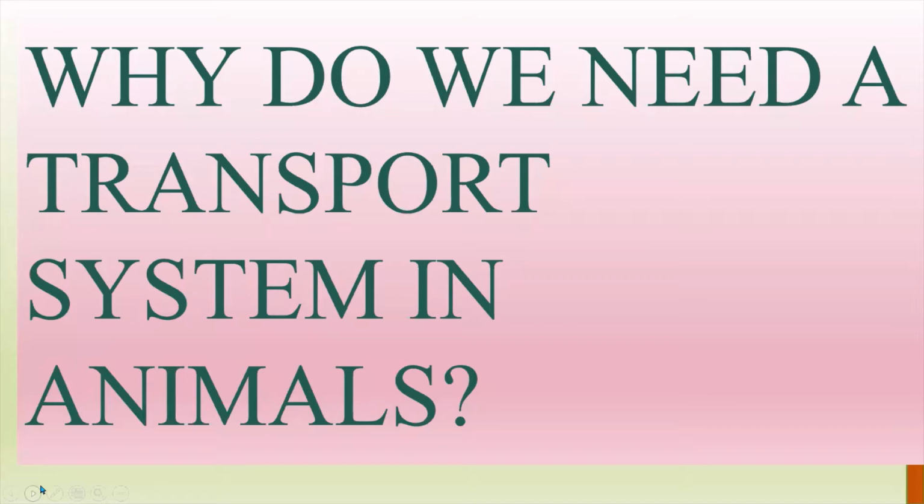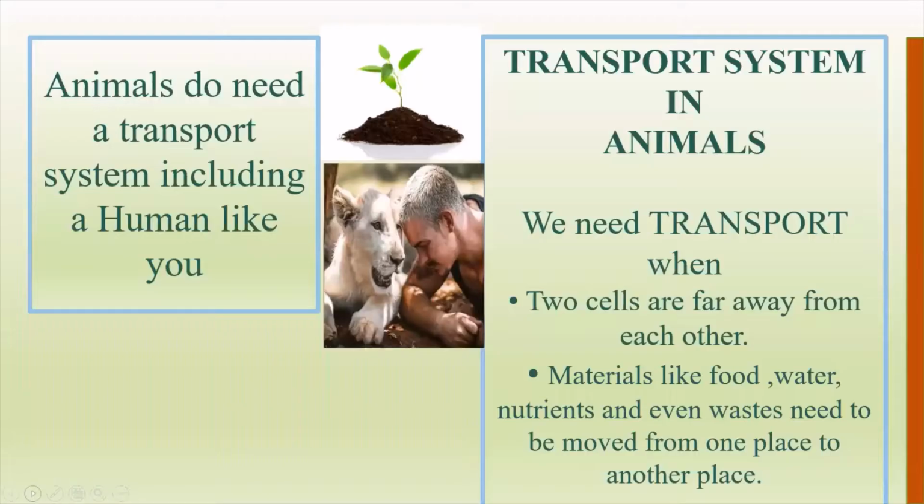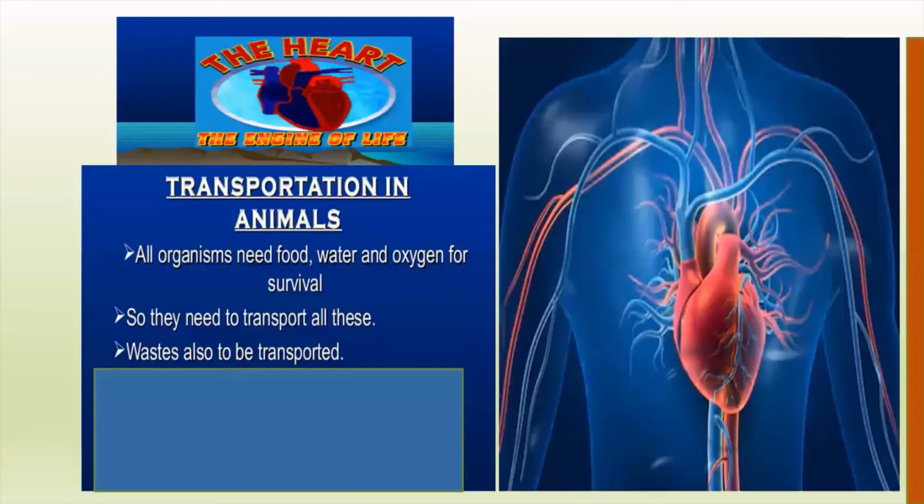So, why do we need a transport system in animals first of all? Animals do need a transport system, including a human like you. So, we need transport when two cells are far from each other and materials like food, water, oxygen, and nutrients, and even wastes need to be moved from one place to the other. You know that all organisms need food, water, and oxygen for survival. So they need to transport all these. Even wastes need to be transported so that they can be removed out from the body.